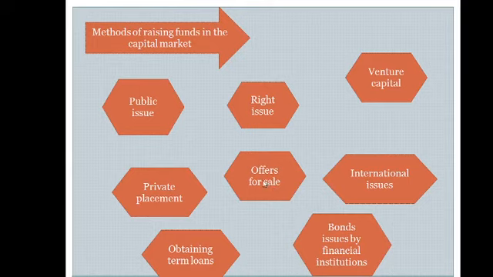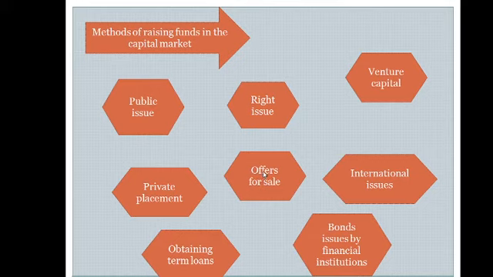Now, in this case, offer for sale. Under this method, instead of offering shares directly by the company to the public, it offers through intermediaries such as issue houses, merchant banks, investment banks, or stockbrokers. Instead of going direct to the public, they will offer to the issue houses and the merchant banks.